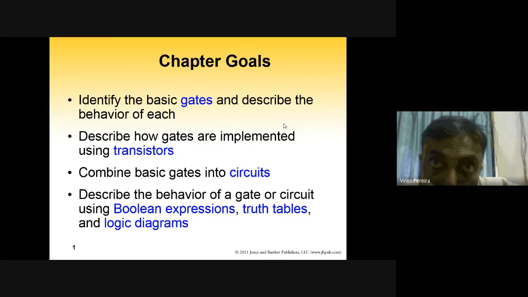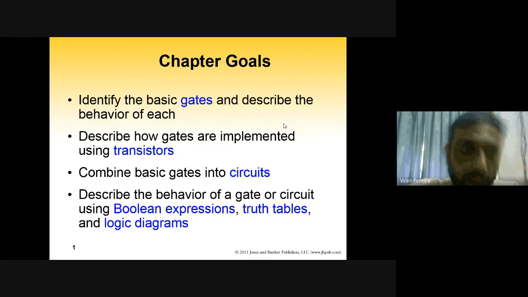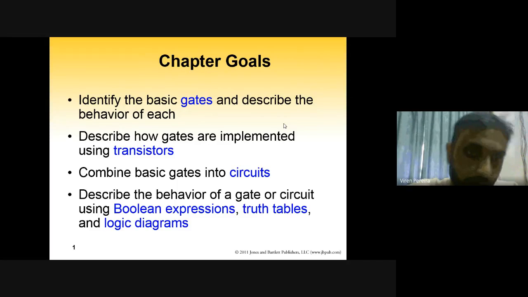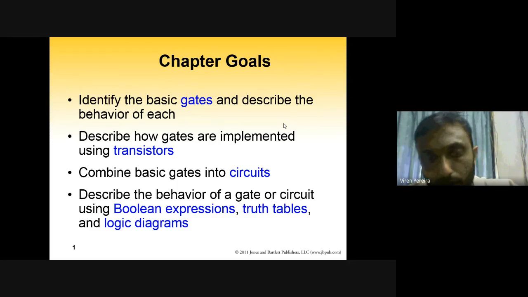So that 0 output, I can use it for some other circuit to give me a yes or a no, or to turn on or to turn off. So we can use this for our circuits. Then, describe the behavior of a gate or circuit using Boolean expressions, truth tables and logic diagrams. Boolean expressions, we will come to that. Your truth tables, Boolean, logic diagrams are all explained through your OR gate and AND gate, how they behave.